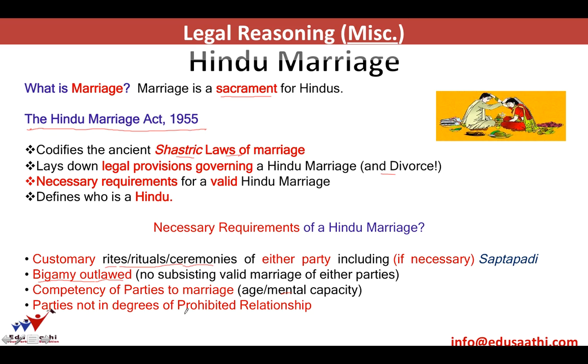Prohibited degrees of relationship, or sapinda relationship as we say in Hindu law. You're not allowed to marry between those relationships which are close. The women or men could be your relatives by way of being your father or uncles or brothers or sisters or aunts or grandparents. In those cases, it's called the prohibited degrees of relationship, and you're not allowed to marry with those persons.